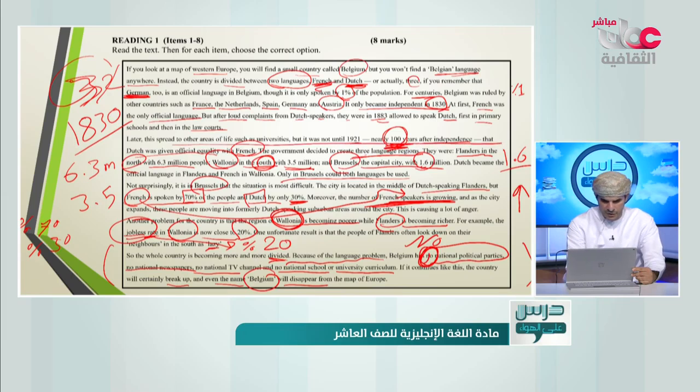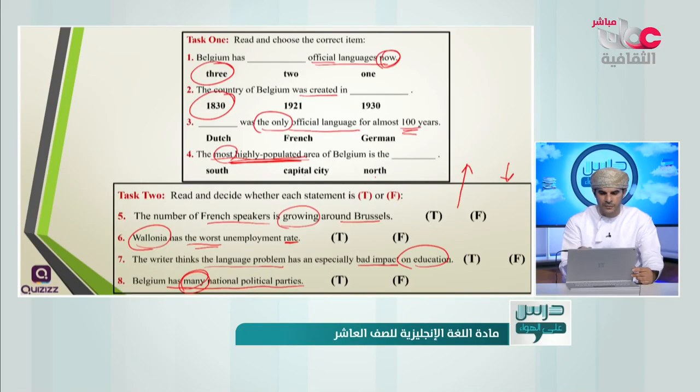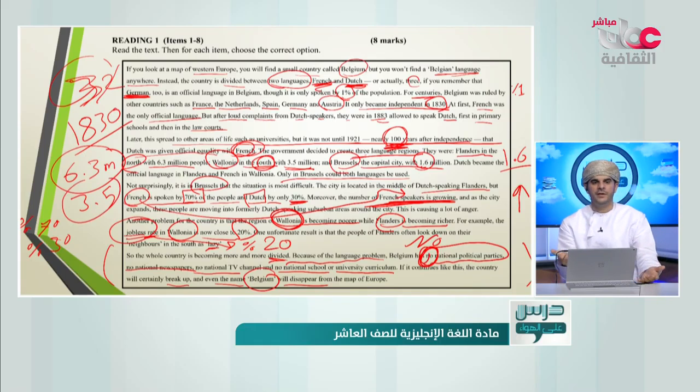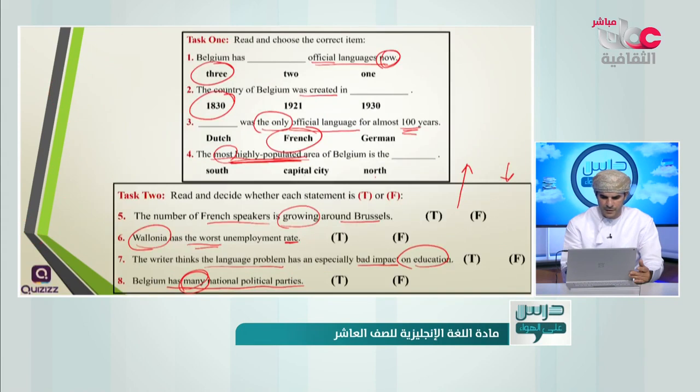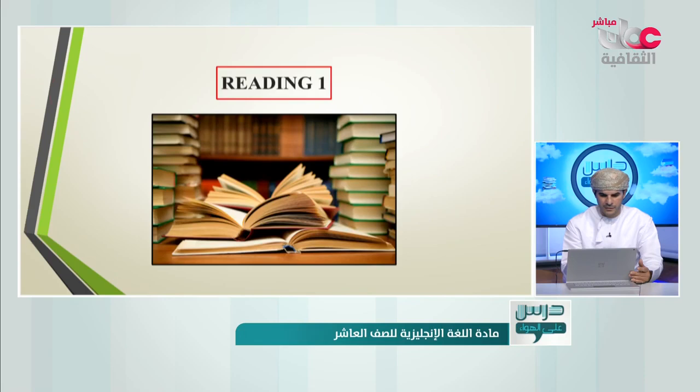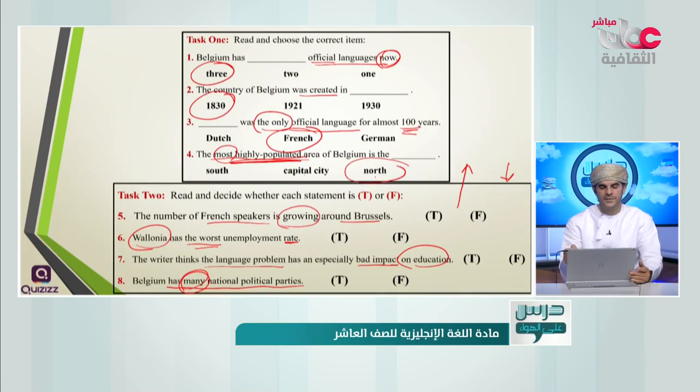Then Dutch was given official equality with French. So French. The most highly populated area of Belgium is, looking at 6.3, 3.5, 1.6, so 6.3, which is Flanders in the north. We're looking for the what? North. Flanders. The number of French speakers growing around Brussels.